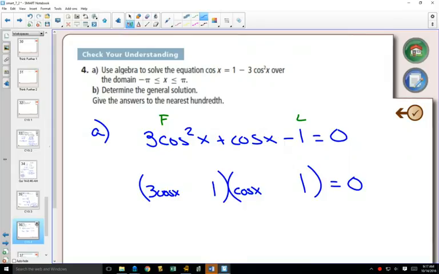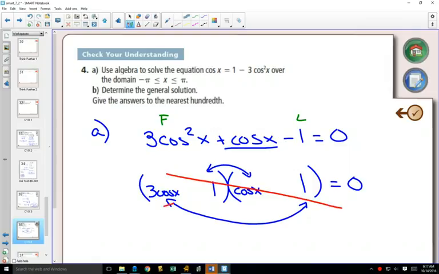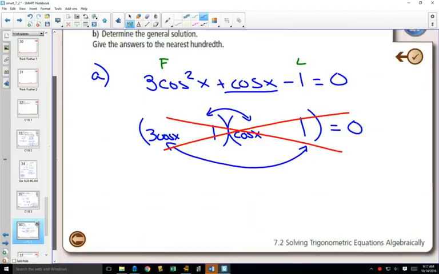Now I can tell already that this is not going to work. Why? Because if I look at my outside, it makes 3. If I look at my inside values, they make 1. And whether I'm adding or subtracting, 3 and 1 will never get me 1 in the middle. So by trying to factor it, I realize this can't be factored. It's not possible to factor this. So if it's not possible to factor, that means we're going to have to go to our quadratic formula.